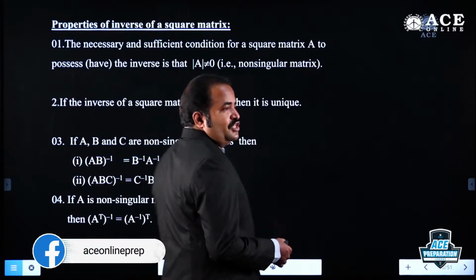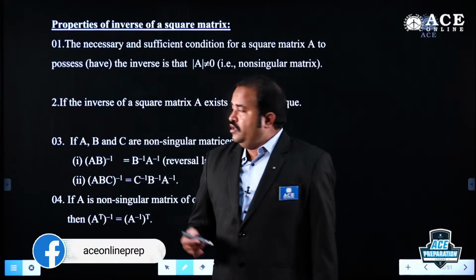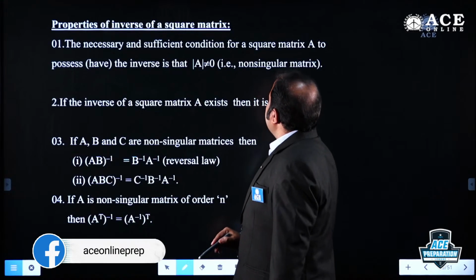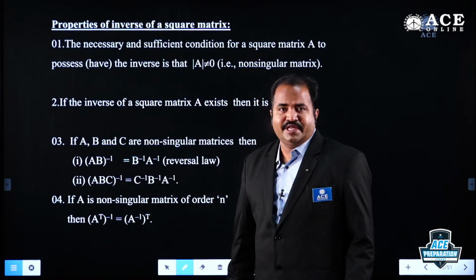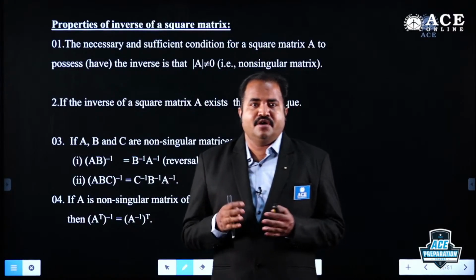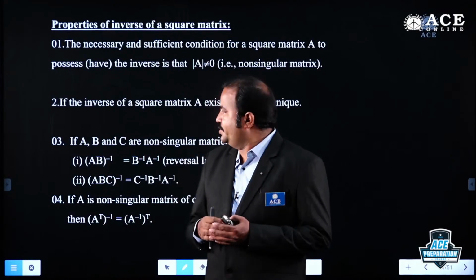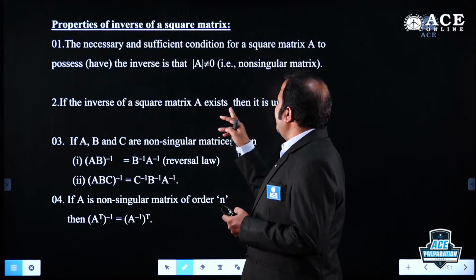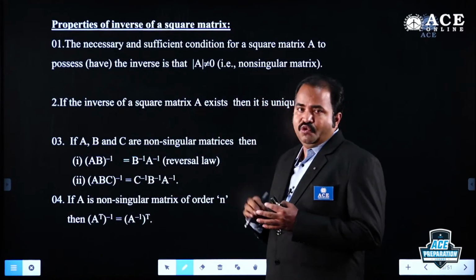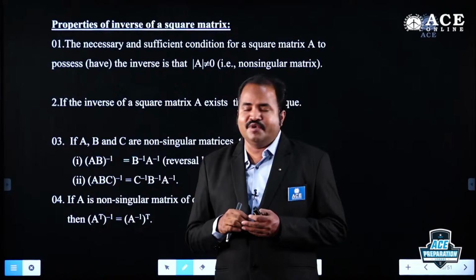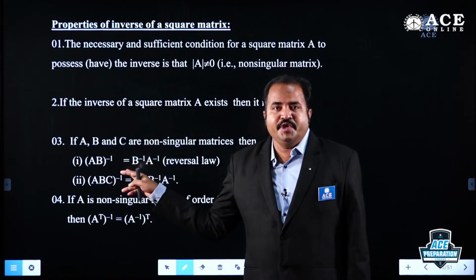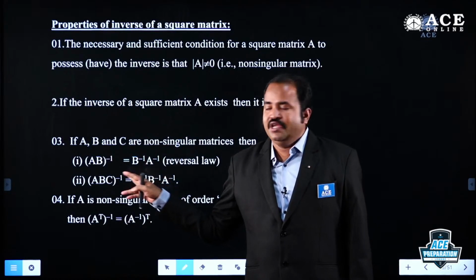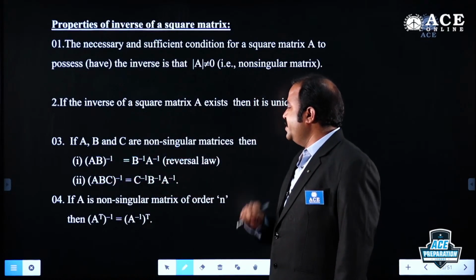So what are the properties of inverse? The necessary and sufficient condition for a square matrix A to possess an inverse is that det of A is non-zero. Yes, we know that for non-singular matrices only, A inverse exists. If the inverse of a square matrix A exists, then it is unique only. So for a matrix only one inverse exists. If A, B, C are non-singular matrices, then AB whole inverse, this is called the reversal law, equals B inverse A inverse.